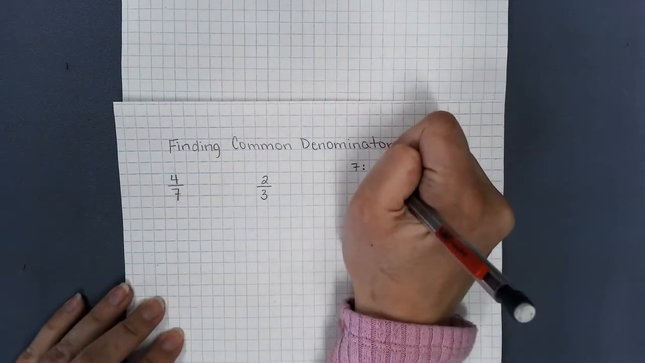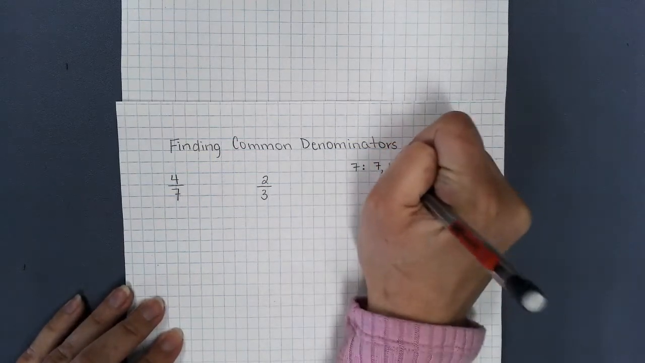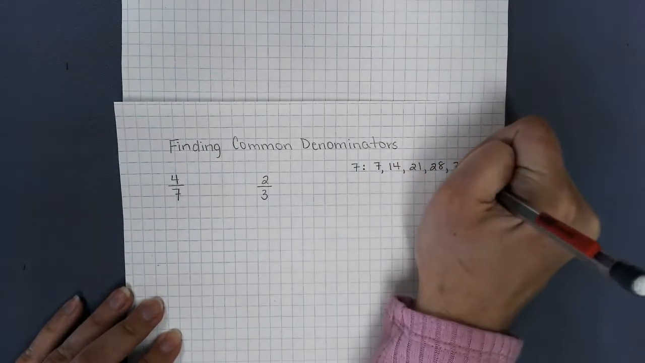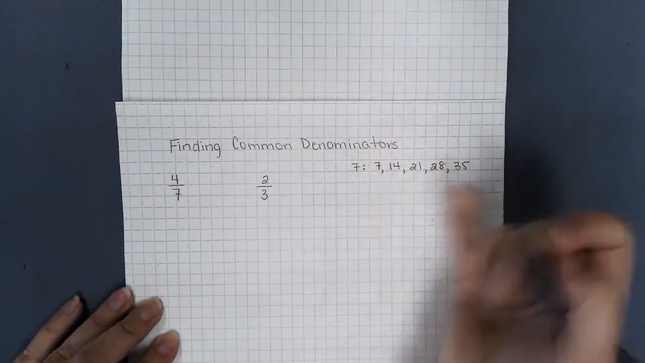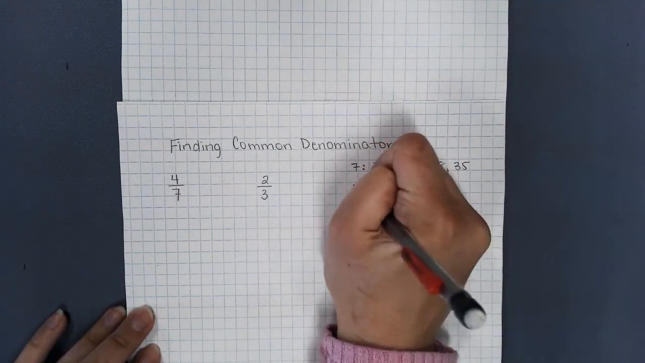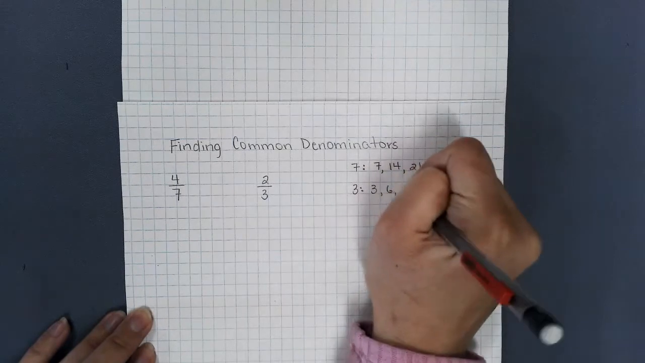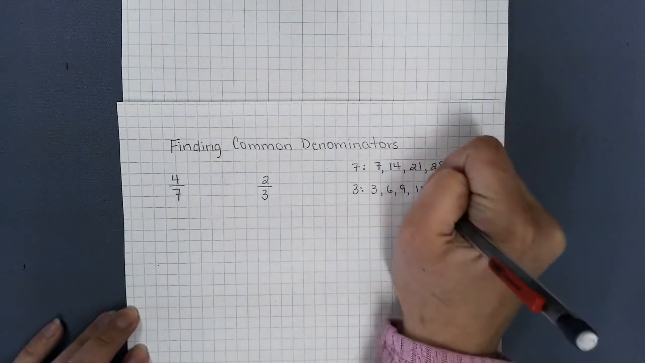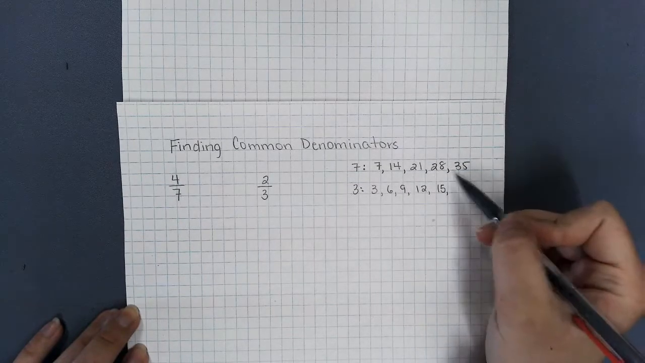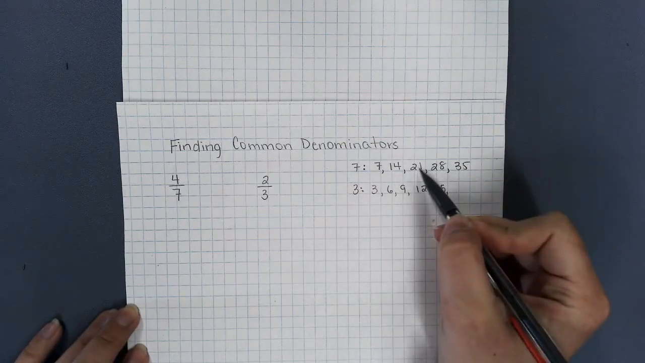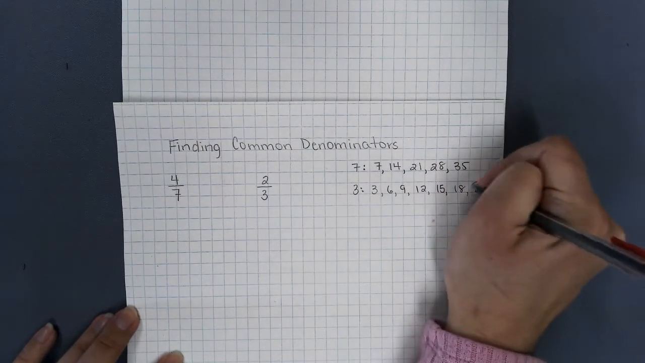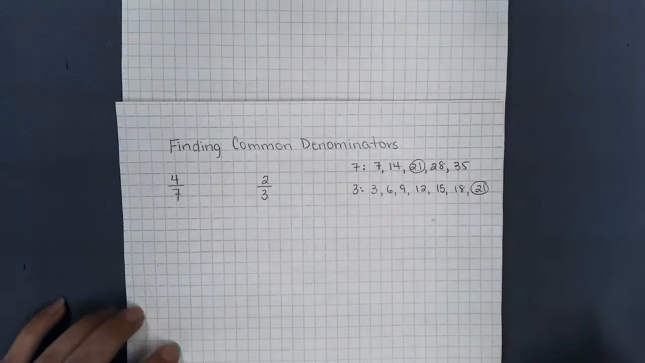So I'm going to skip count by 7. I got 7, 14, 21, 28, 35. I'm going to go 5 numbers up, and hopefully that's enough. For 3, we've got 3, 6, 9, 12, 15. I'm not quite at one of these numbers yet. 14 didn't work, but maybe 21 will. 18. Oh, look at that, 21. So 21 is my least common multiple.